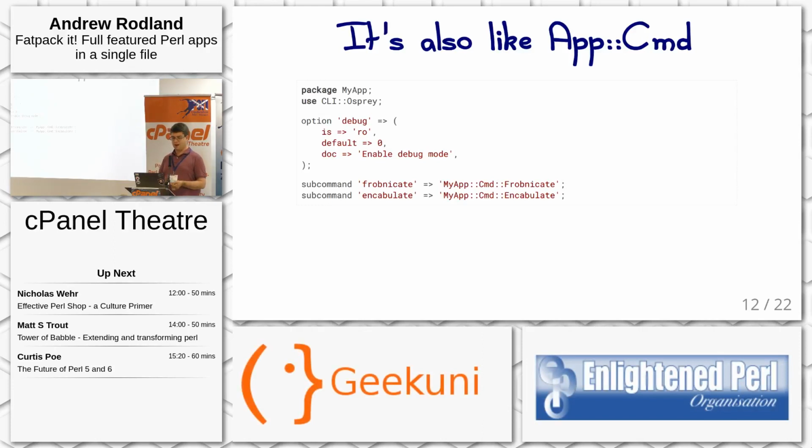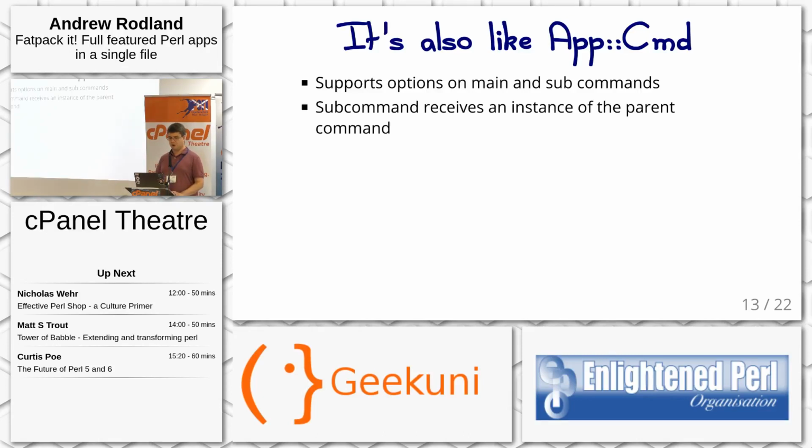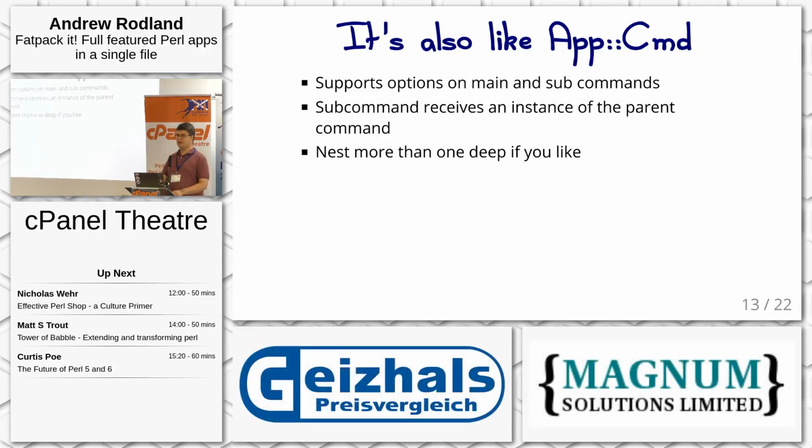So in this case, this program has 2 subcommands. You can have options. If you put option attributes on the main program, then they're supported globally. If you put option attributes on subcommands, they're supported within that subcommand, and everything is done properly there. The subcommand receives an already created instance of the parent command. You can nest as deeply as you like. If anybody's used the Google Cloud API command line, they go like 4 deep. If you want to do that, it's up to you.